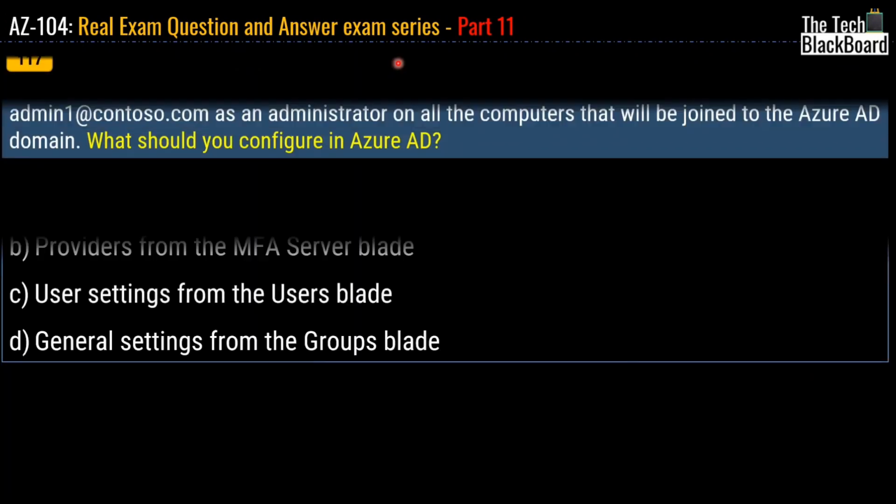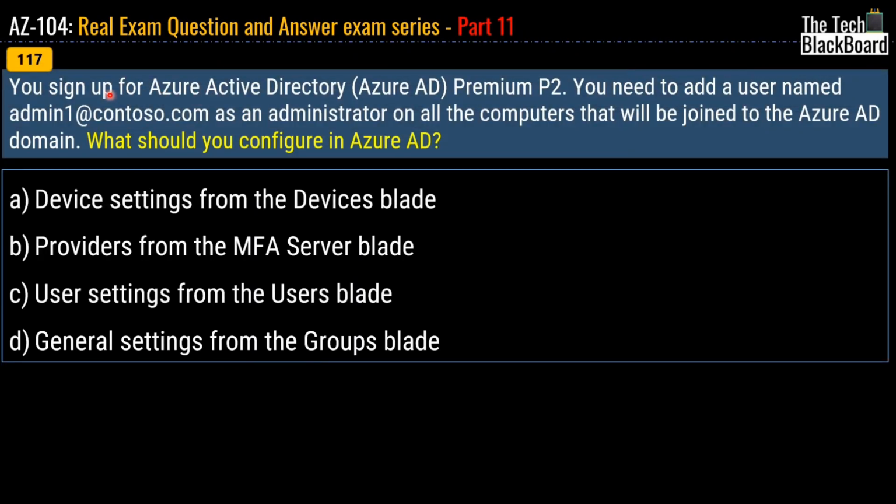Now let's check out our question number 117. It says that you sign up for Azure Active Directory Premium 2. You need to add a user named admin1@contoso.com as an administrator on all the computers that will be joined to Azure AD domain. What should you configure in Azure AD? The choices given are device setting from the devices blade, or providers from the MFA server blade, or user setting from the user blade, or the last option is general setting from the groups blade.